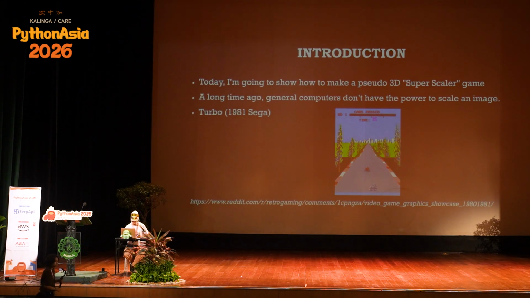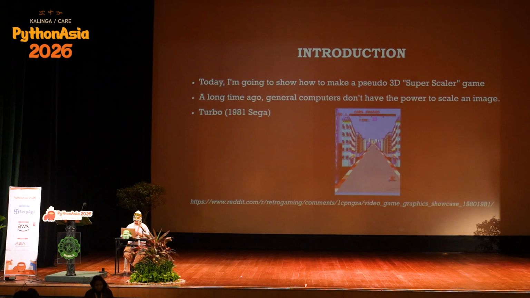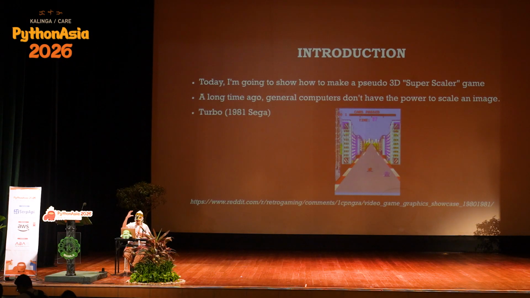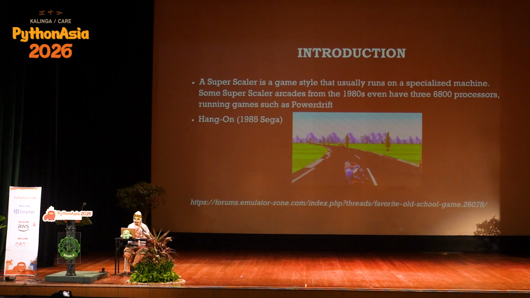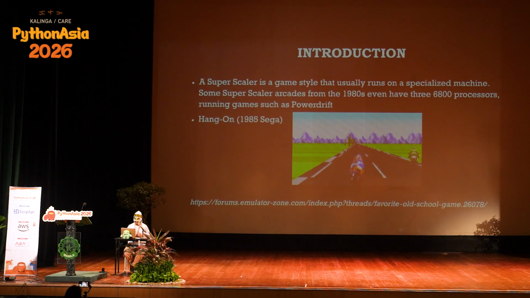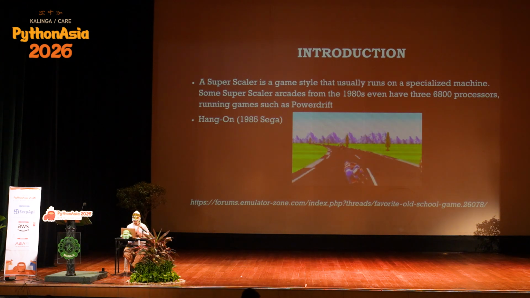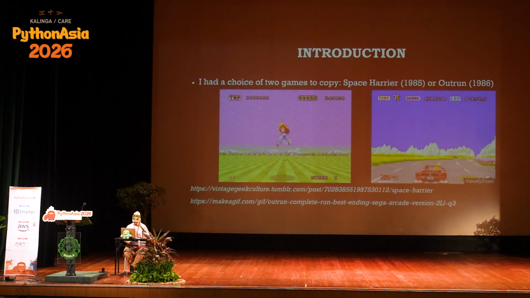A long time ago, computers didn't have the power to even properly scale an image. As you can see here in the 1981 game Turbo, it's fake scaling. They're just changing the sprite for something that's bigger, but it doesn't really change. A super scaler is a game style that usually ran on a specialized machine. Some super scaler arcades even had three 68000 processors running games such as Power Drift.